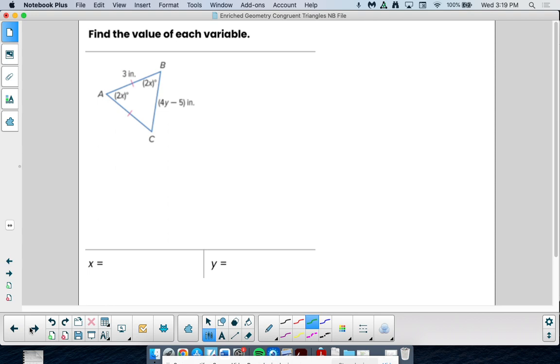Let's try finding some variables here, okay? So we have a triangle here, and we're looking for x and y. Well, I think we should probably find x first. So just given this information, I have two pairs of congruent legs. So my brain's thinking is that it's isosceles. Okay, so it's an isosceles triangle. Here's my vertex angle, so I know that these two angles are the same, right? So if this is 2x, so is this one because they're my base angles.